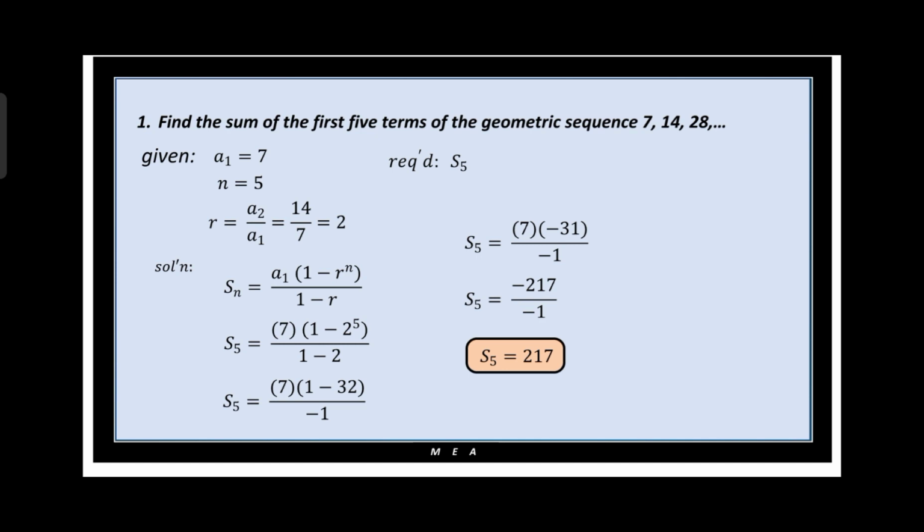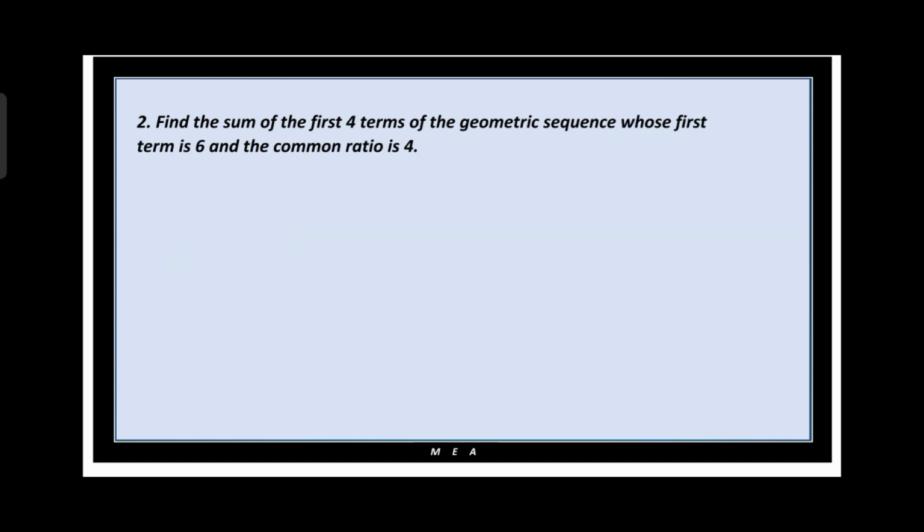Okay, sana naintindihan tong problem number 1. Ginamit natin yung formula ng sum of the finite geometric series or geometric sequence. Okay, number 2 na tayo.